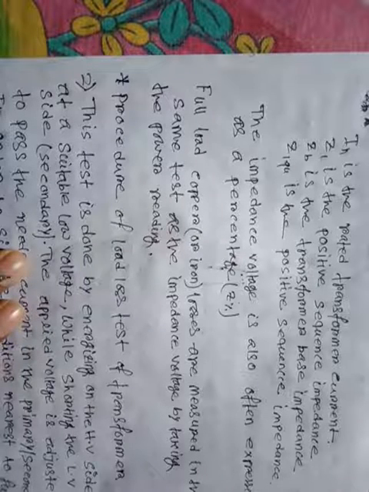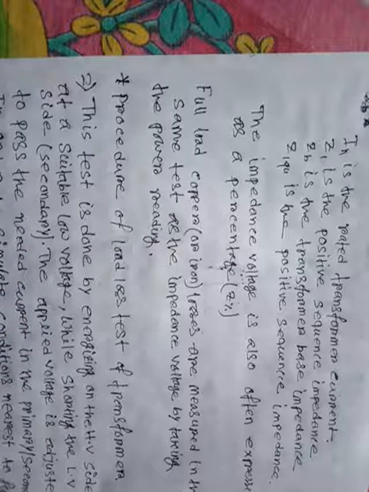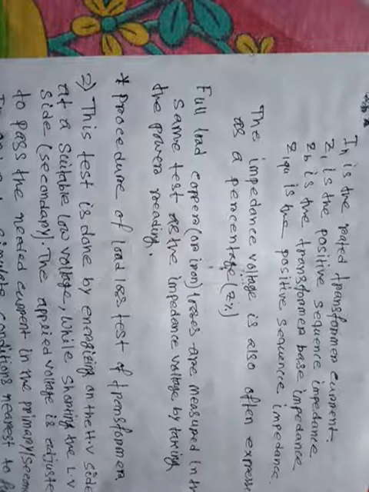The full load copper loss and iron loss are measured in the same test. The impedance voltage is found by taking the power reading. Here the impedance voltage test and the copper loss test are the same test. So that is the procedure to find out the impedance voltage.